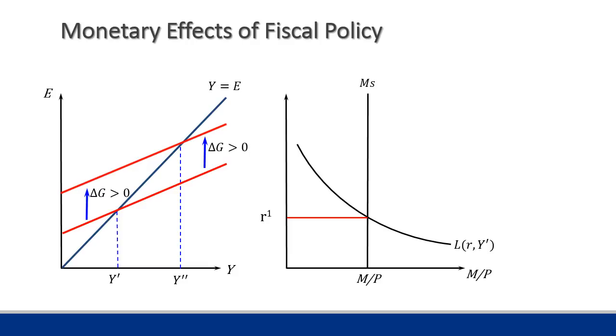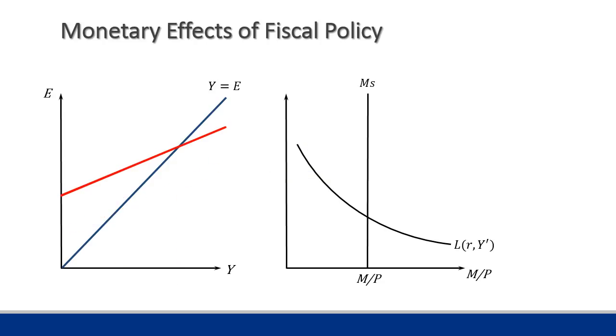However, we've increased money demand in the money market. The higher output has also increased demand for money. The money demand increases, and this increases the interest rate from R1 to R2. What is the cost here? The increase in the interest rate is going to lower investment.